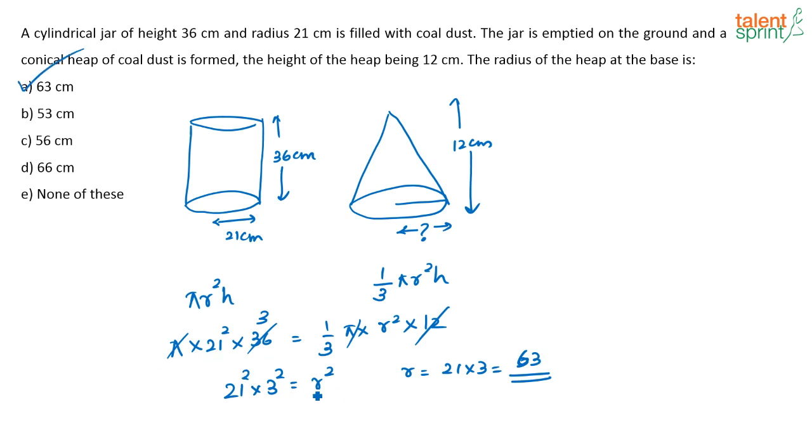Don't waste your time multiplying all this. See, square terms, cancel all the squares, you will get r. That's all. R is 21 into 3 or 63 centimeters. Option A is your answer. Vidya has given me the correct answer. I hope others have also got the answer correctly. Moving on to the next question.